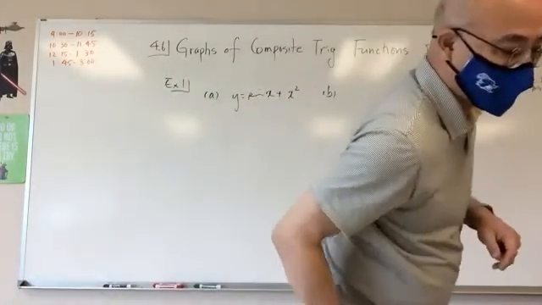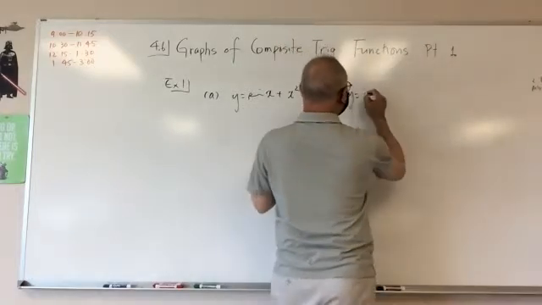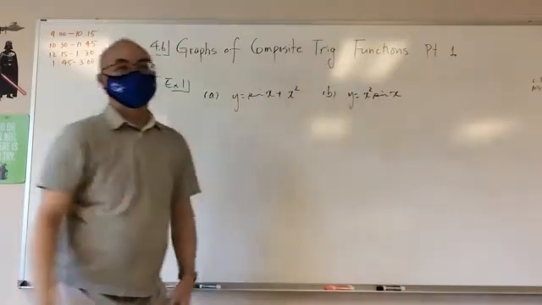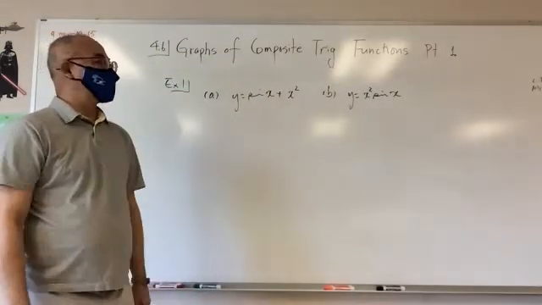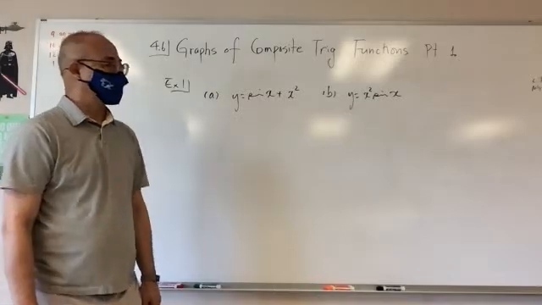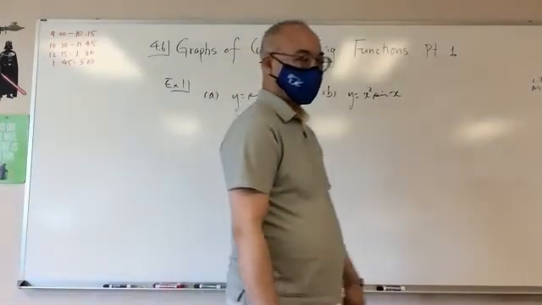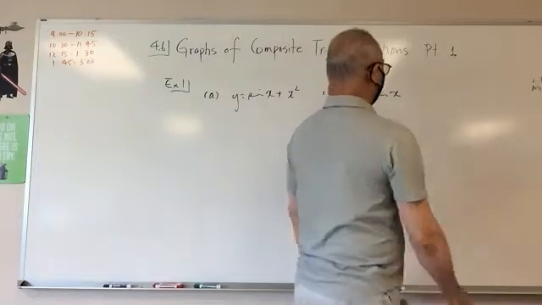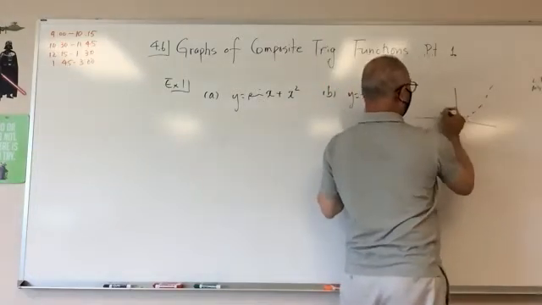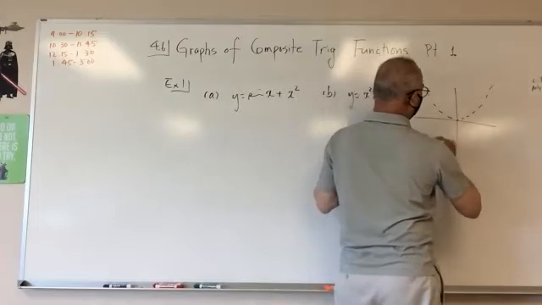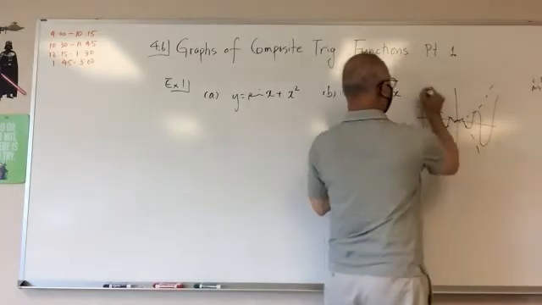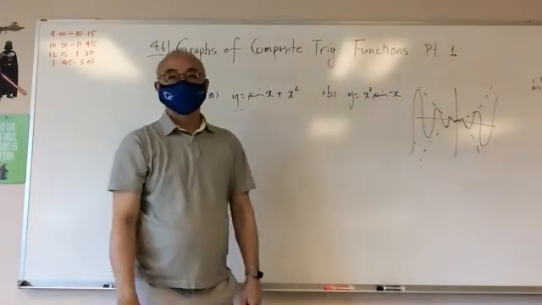B, we're going to do x squared times sine x. There's no way you're going to guess what this one looks like. So go ahead and graph it. So it goes between here, right? Like this? Right, like that? Whoa. Is it periodic?